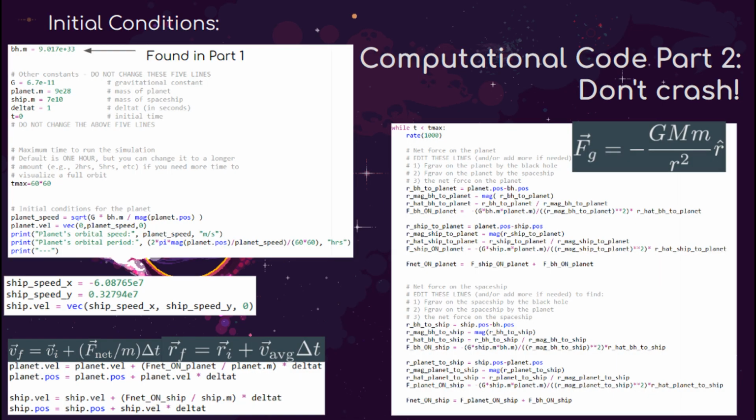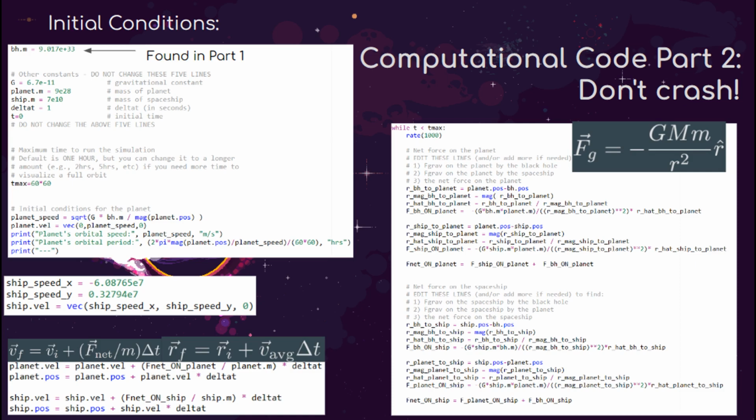Now for part 2 of this lab, we will once again establish initial conditions. The system in this case will be the spaceship, with the surroundings being the black hole and the planet. Much of our foundational information is the same as it was in part 1, with the inclusion of our black hole mass that was previously found. My ship speed was determined through several trial and error runs, and I used the velocity and position update formulas as seen in the bottom left.